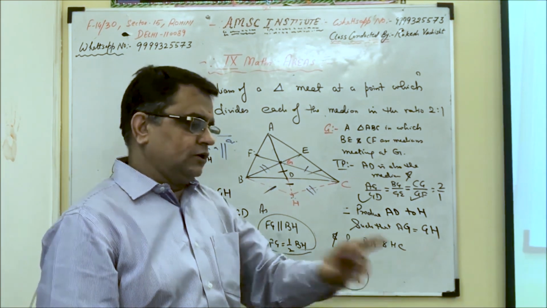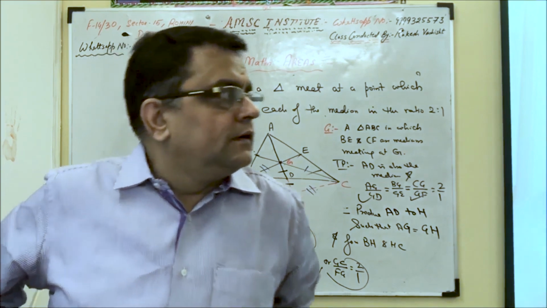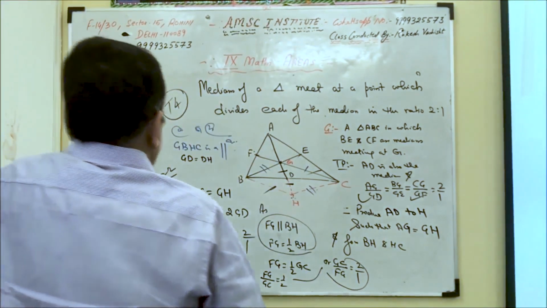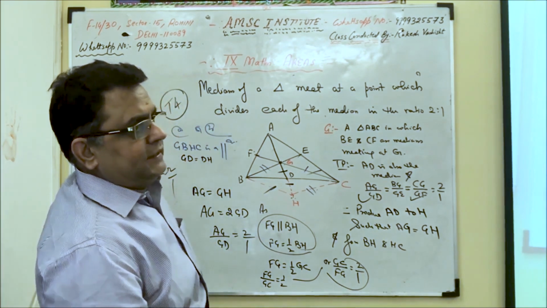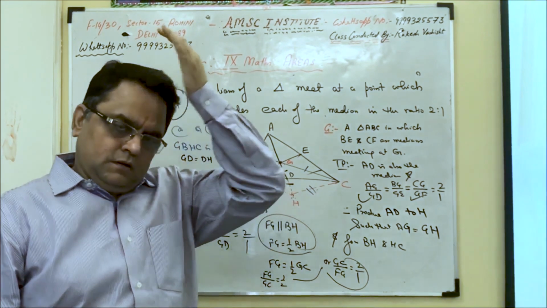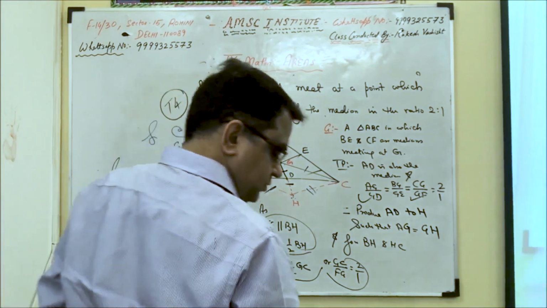क्या ये याद रहेगा? लिख लो इस बात को. The centroid of a triangle divides the median in the ratio 2:1.